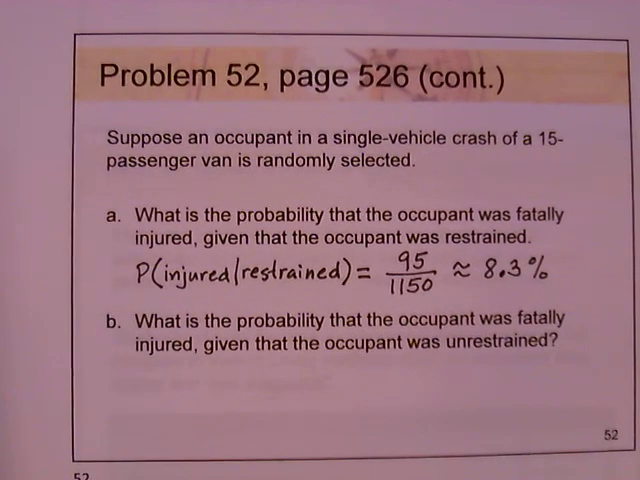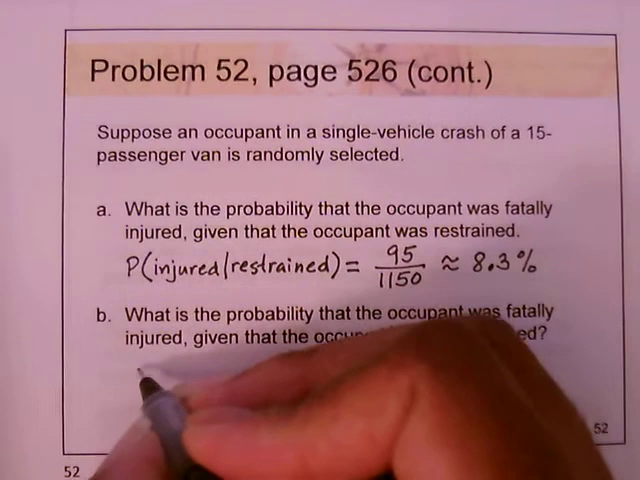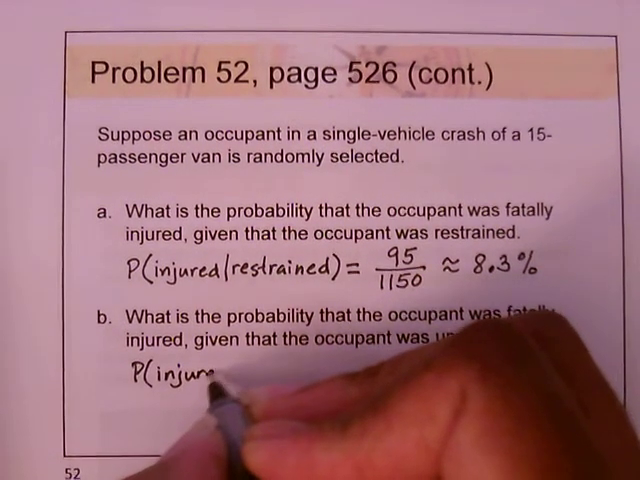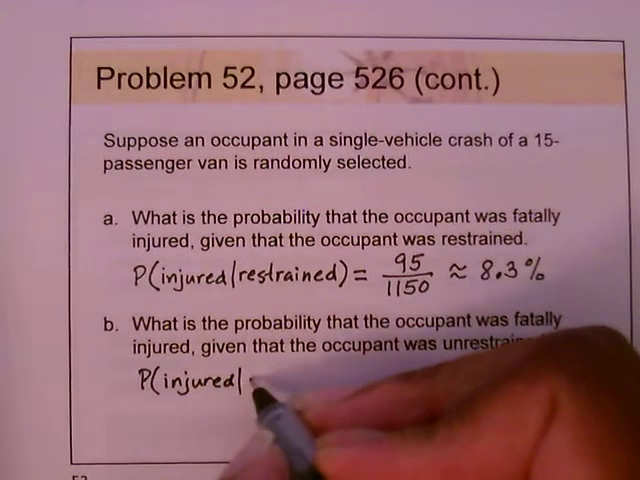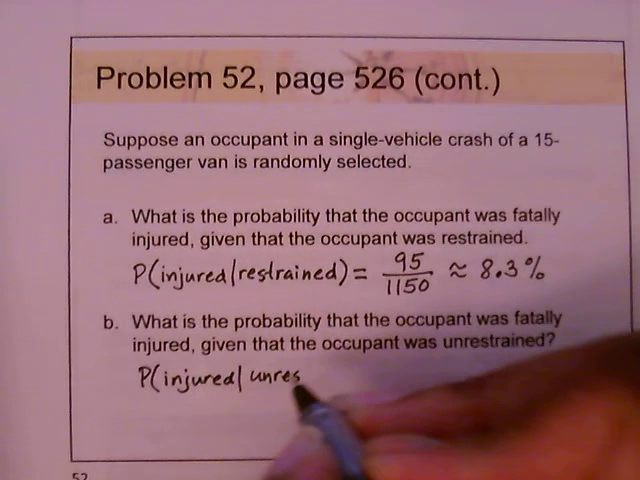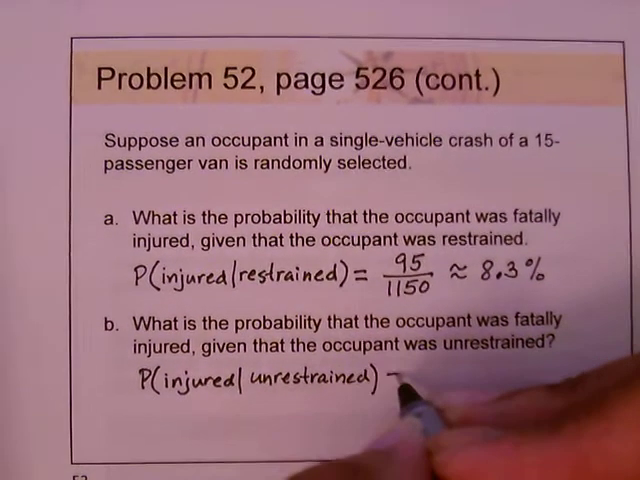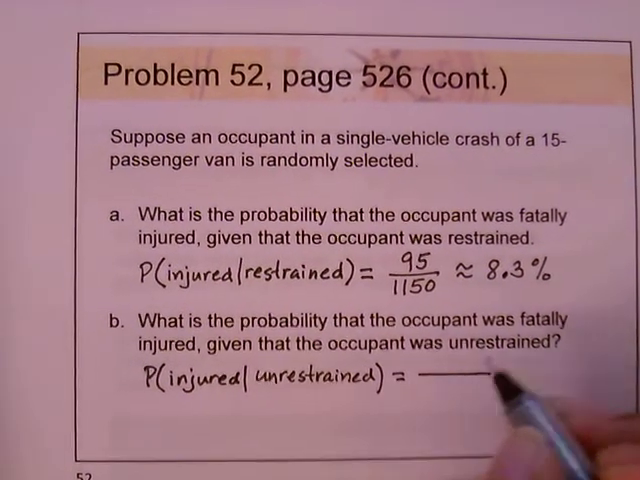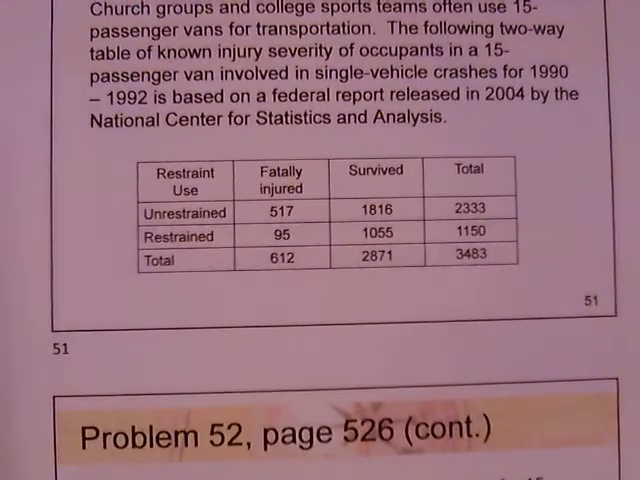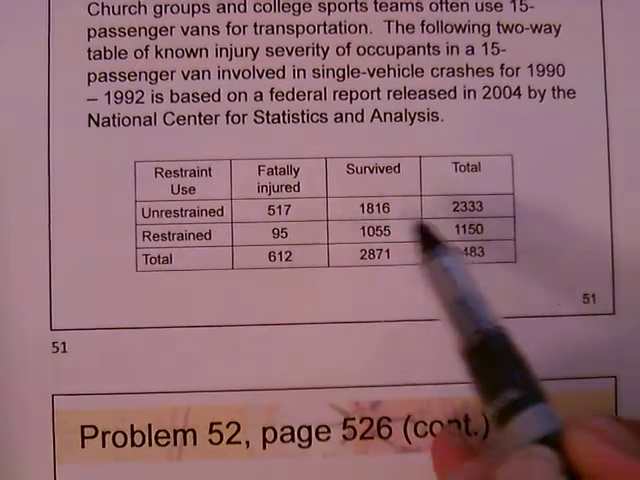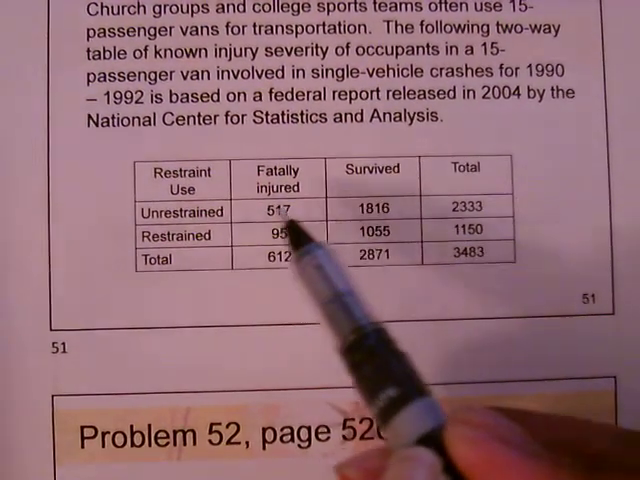And then part B, what is the probability that the occupant was fatally injured given that the occupant was unrestrained? Well, going back to that table, given that the person was unrestrained, that's going to be this row right here that I will only look at.